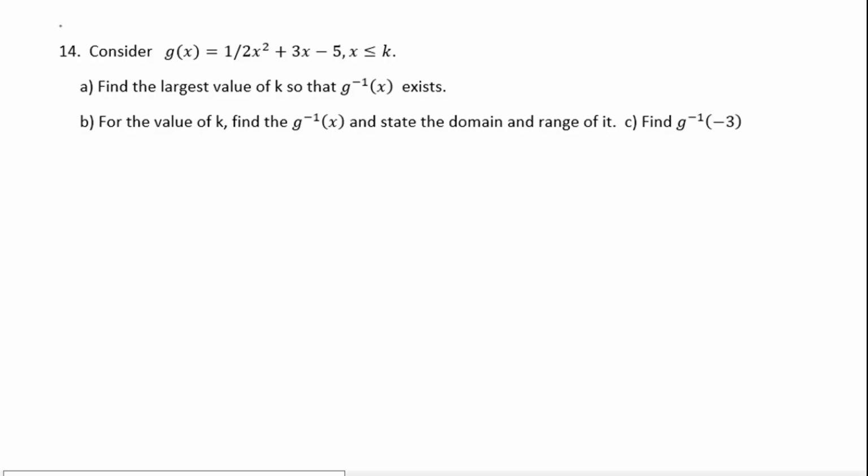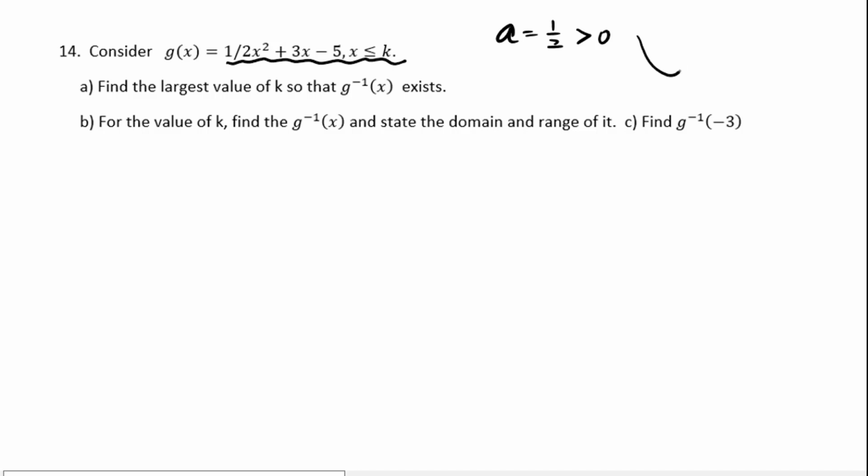Let's go to number 14. Consider g of x equals this quadratic function, x less than or equal to k. Find the largest value of k so that the inverse of g of x exists. For this quadratic function, a equals 1 over 2, which is greater than 0.